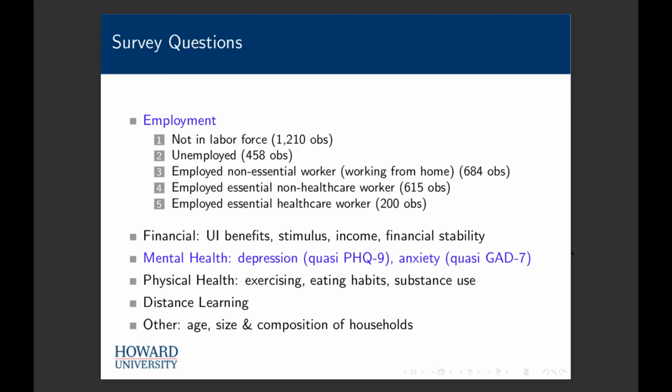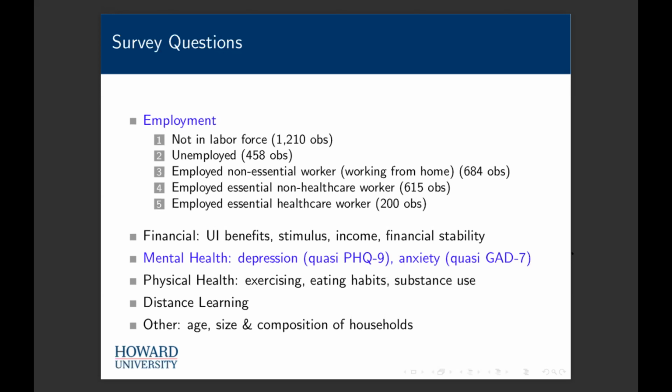And then we ask questions about if you're working and you're not working from home, are you in the healthcare industry or not? And so employment 3, 4, and 5 is really what we're gonna focus on in this paper, looking at mental health distress across race, but also across worker typology. And we have other variables about financial benefit, about financials. We have unemployment insurance benefits, stimulus.